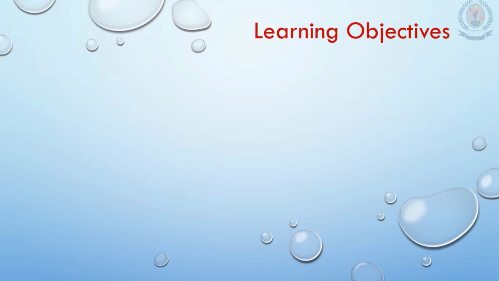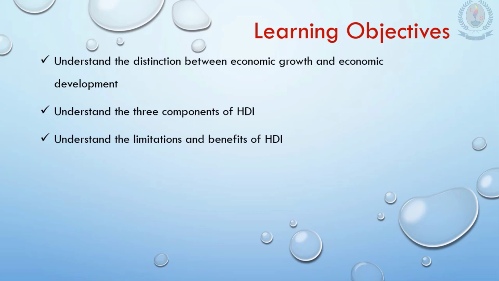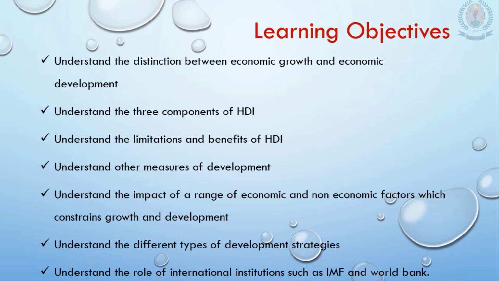Let us first look at the learning objectives of this video. Understand the distinction between economic growth and economic development. Understand the three components of HDI. Understand the limitations and benefits of HDI. Understand other measures of development. Understand the impact of a range of economic and non-economic factors which constrains growth and development. Understand the different types of development strategies. Understand the role of international institutions such as IMF and the World Bank.